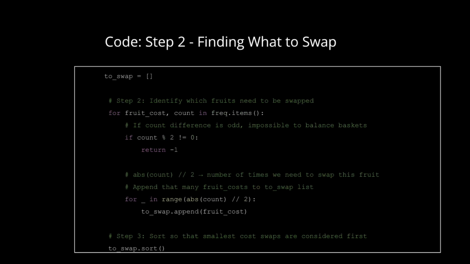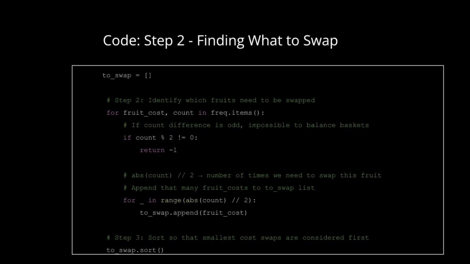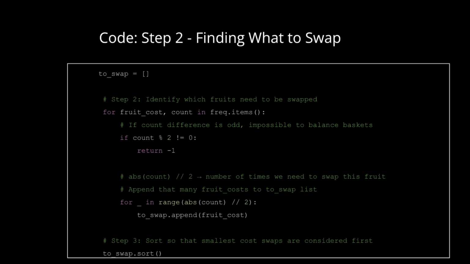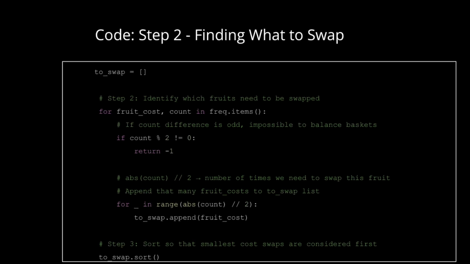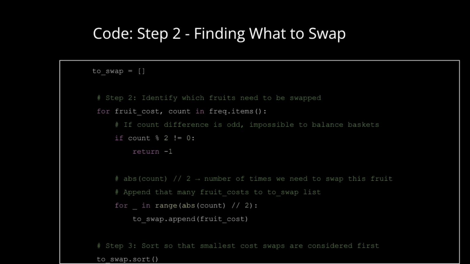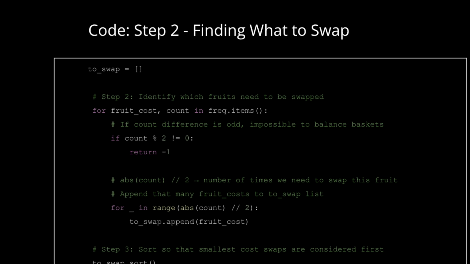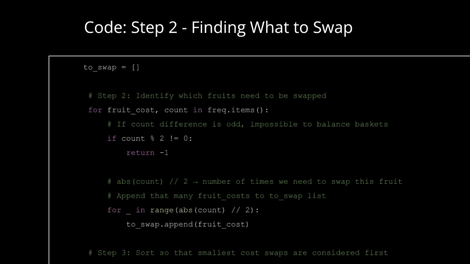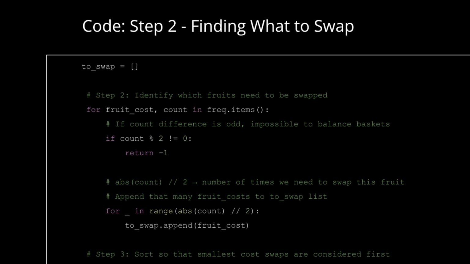Next, we build a single list of all the fruits that are part of the imbalance. We loop through our frequency map. First, we do our impossibility check. If the count difference is odd, we return -1. Otherwise, we know we need to swap half of the difference. So, we add that fruit's cost to our to_swap list that many times. This list now holds every fruit that is in the wrong basket. Finally, we sort this list, which is crucial for the next step.